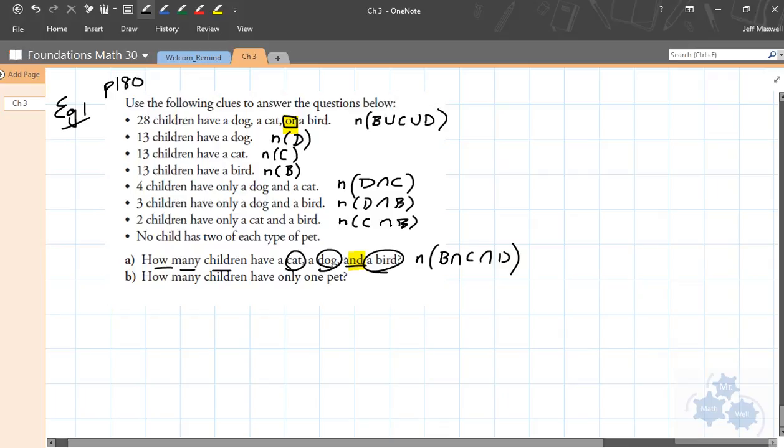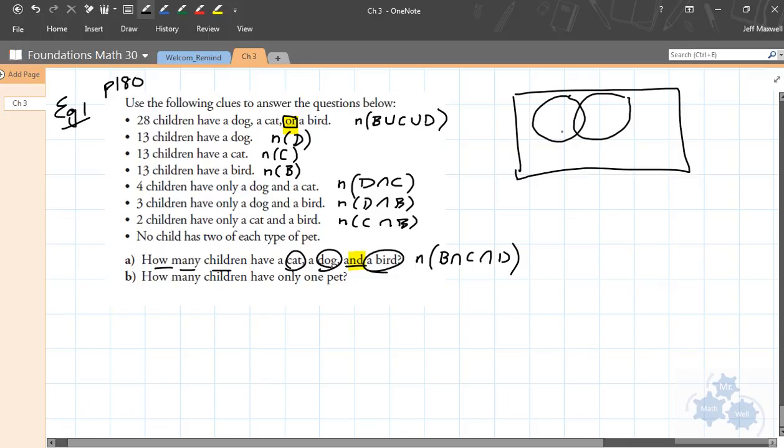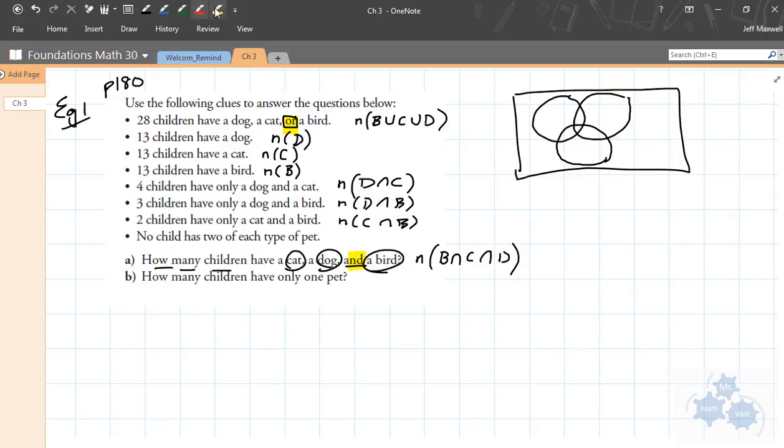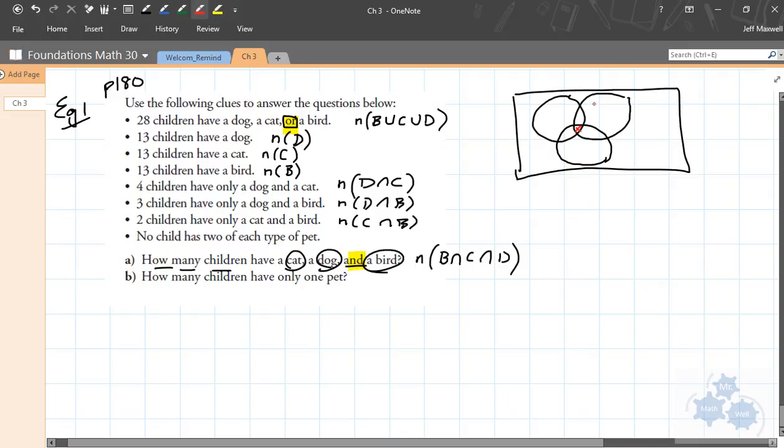All right, so how many children have a cat, a dog, and a bird? It's helpful for me, and we're not going to use the Venn diagram, but I want to visualize it. If I'm thinking Venn diagram, I'm thinking there's 3 circles, and they're going to intersect. What I'm looking for is this little part here, if we've got B and C and D, and that's a little X I've got in there. That's the unknown, the intersection of all 3.